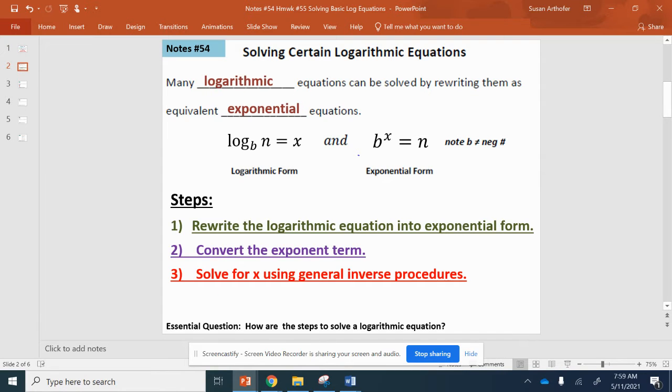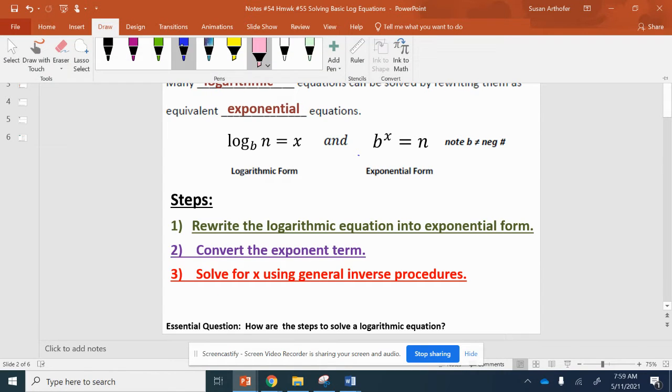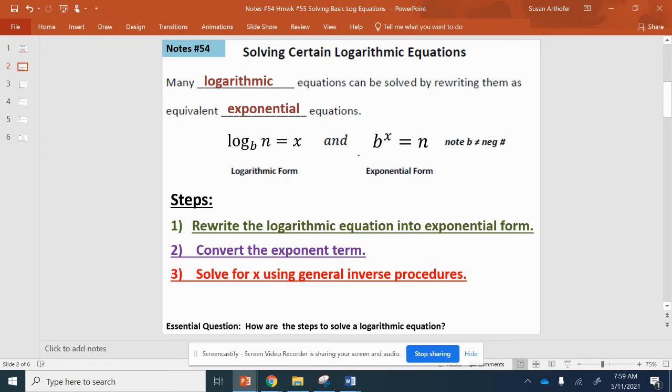Okay, so if you can just listen for a minute. Let me pick up a pen. Okay, so many log equations can be solved by just rewriting them as exponential equations. So remember, when we loop it, that's what we mean to rewrite a log into exponential form: b to the x is equal to n. Okay, so take a minute to write down these steps. Hit pause on your video.